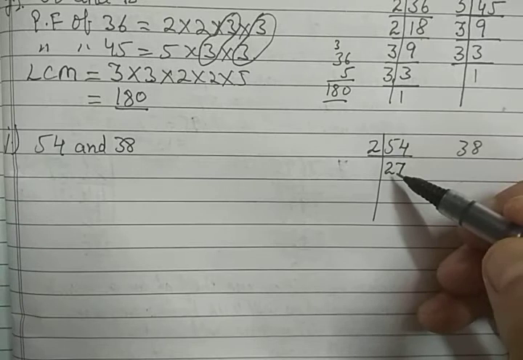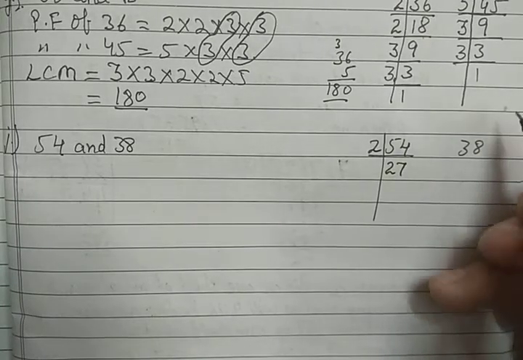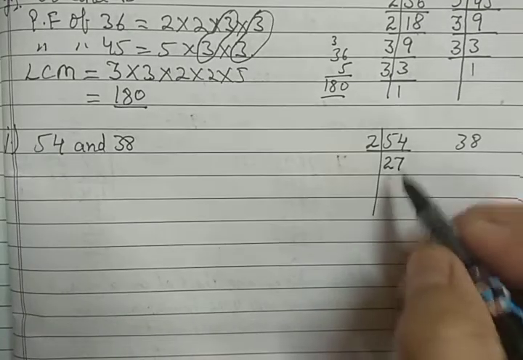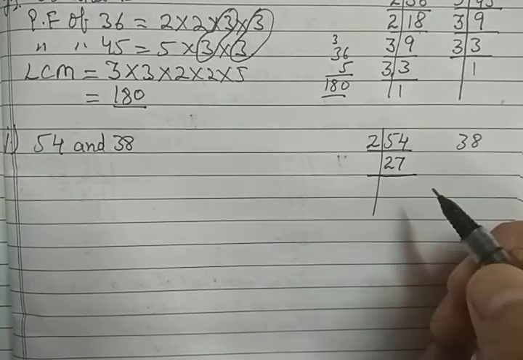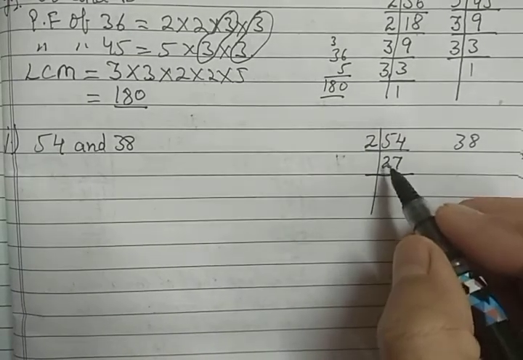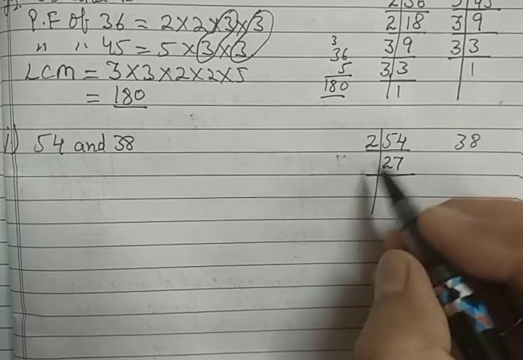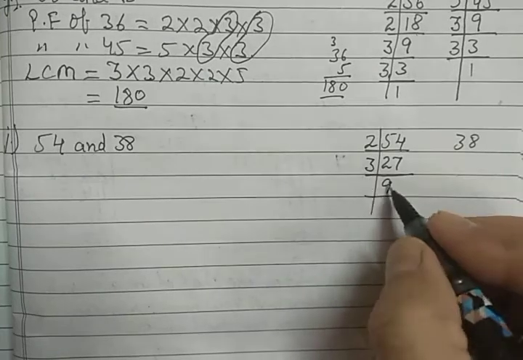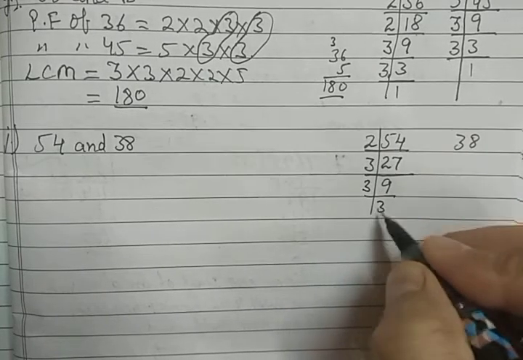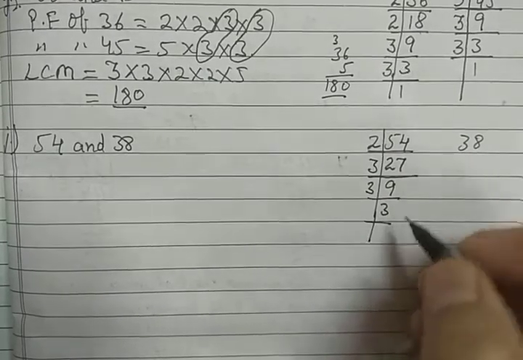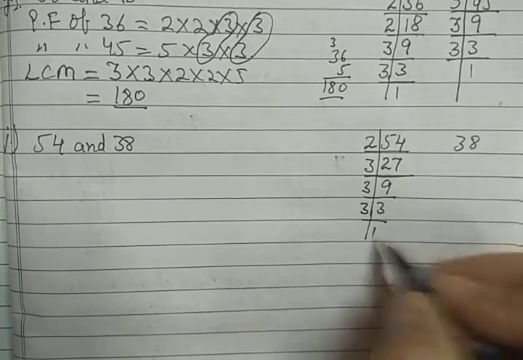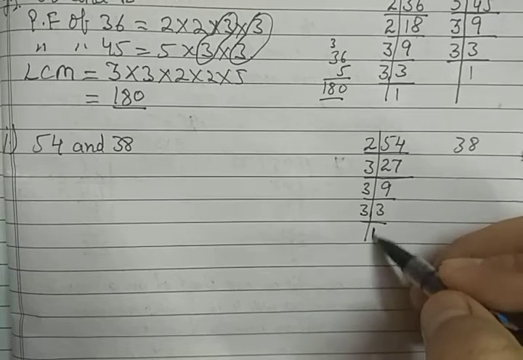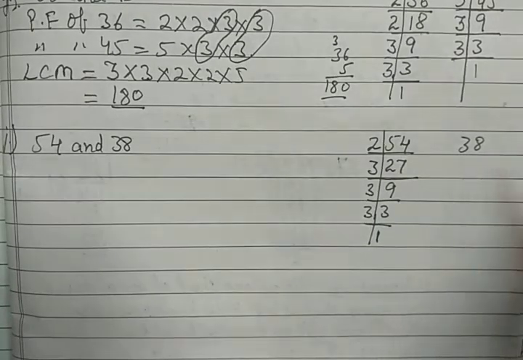I have done this orally. If you want to do it by division, then you can do it on the rough side. Now 27 is an odd number, and we know that 27 comes in the table of 3. 3 is a prime number. 3 9s are 27. Now again 9 comes in the table of 3. 3 3s are 9, and 3 is a prime number, so it comes in its own table. Now we get 1, so the prime factorization is done.